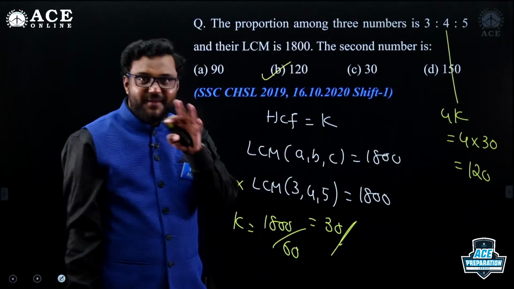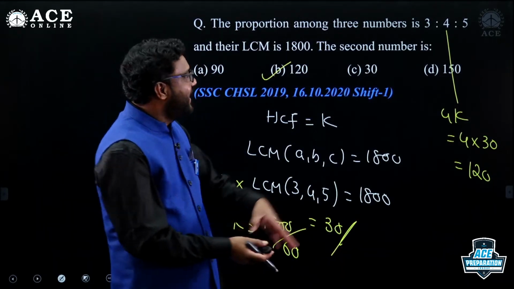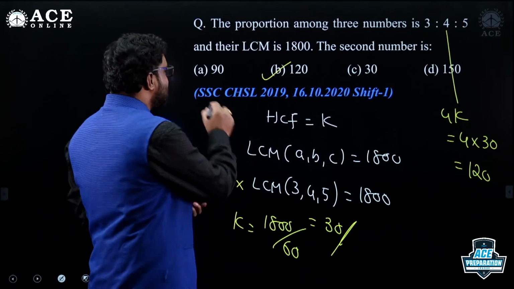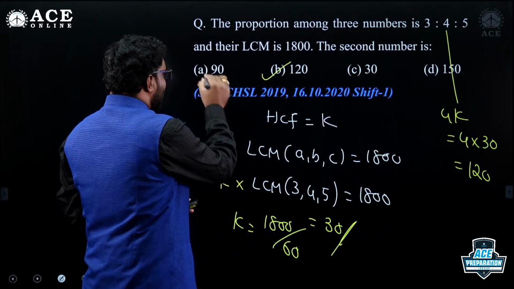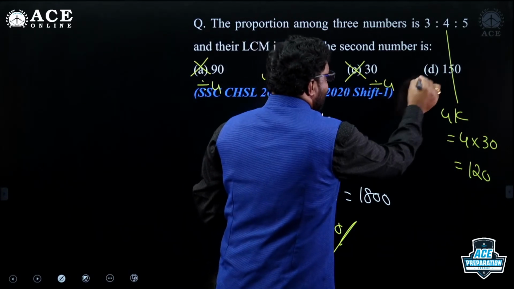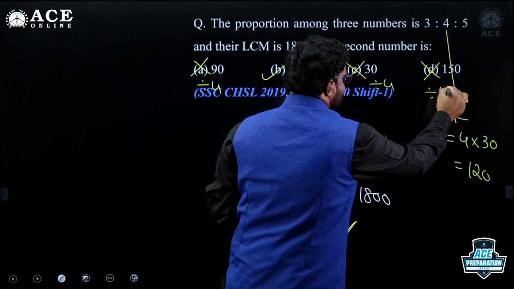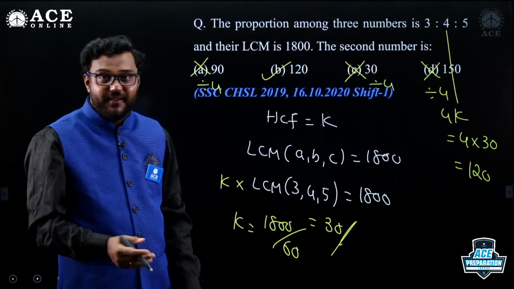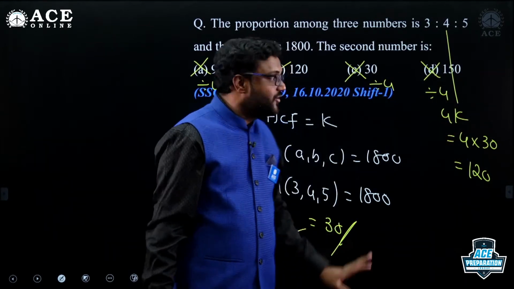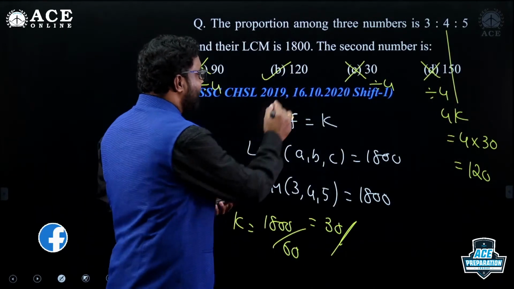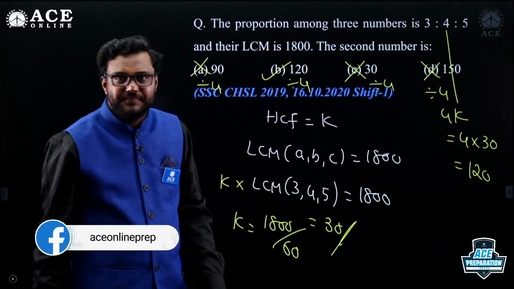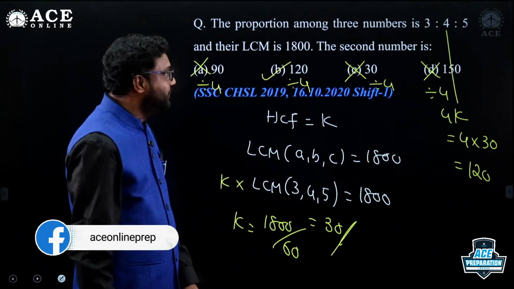Your answer should be divisible by 4. The very simple method: the second number is a multiple of 4. You check which option is divisible by 4. This is not divisible by 4. It should be a multiple of 4. This is not divisible by 4. Only one option is divisible by 4. There are many methods, my dear friends, to go ahead. Got it? Superb.